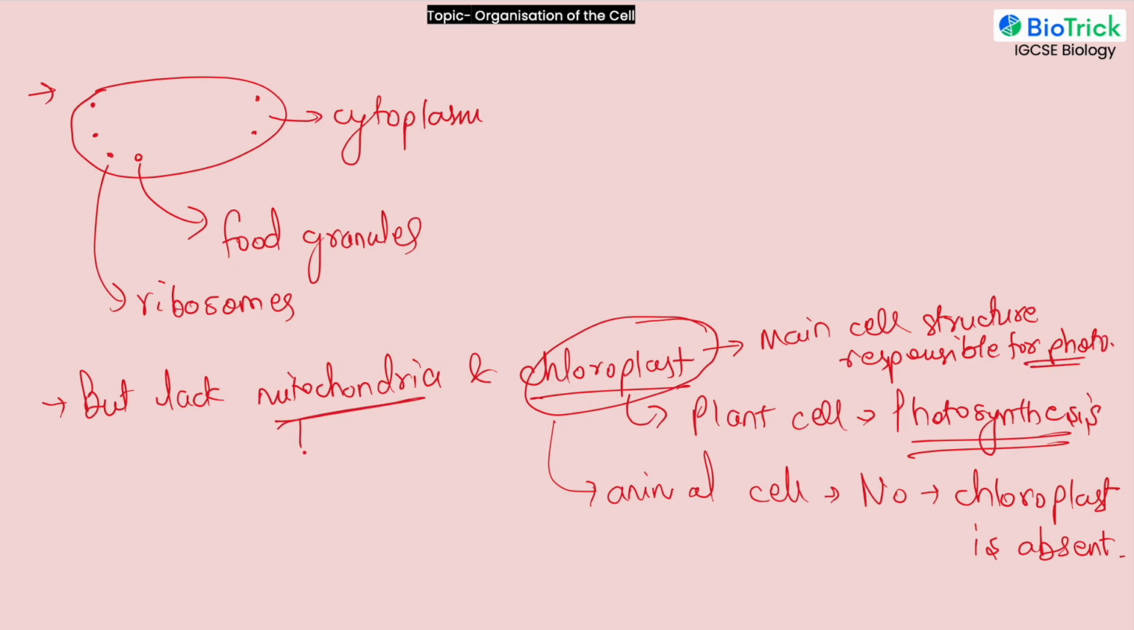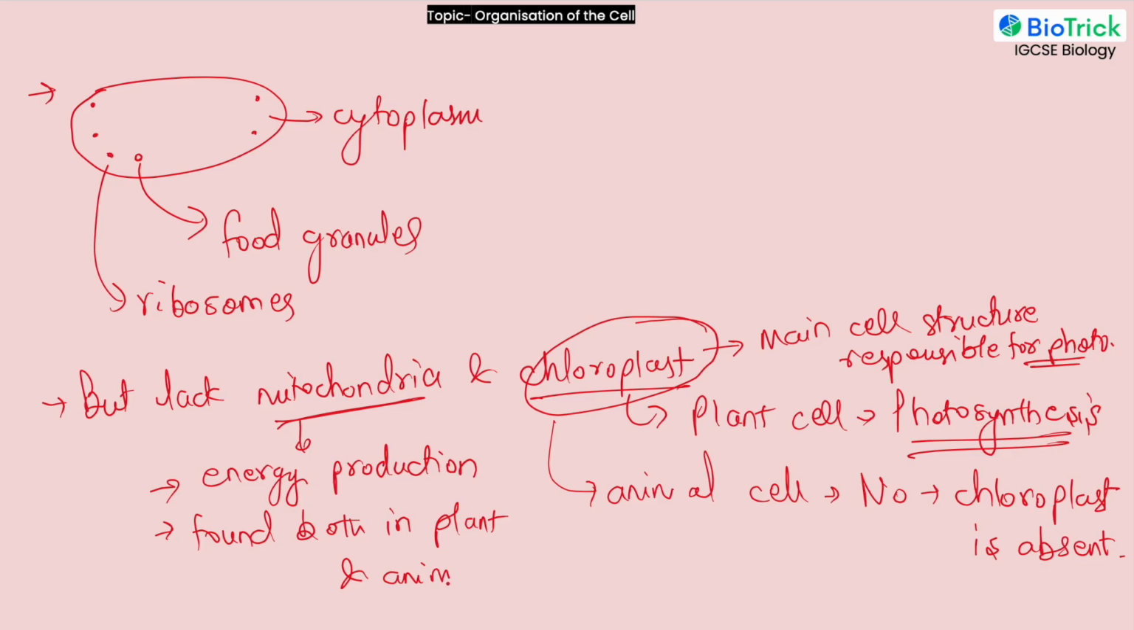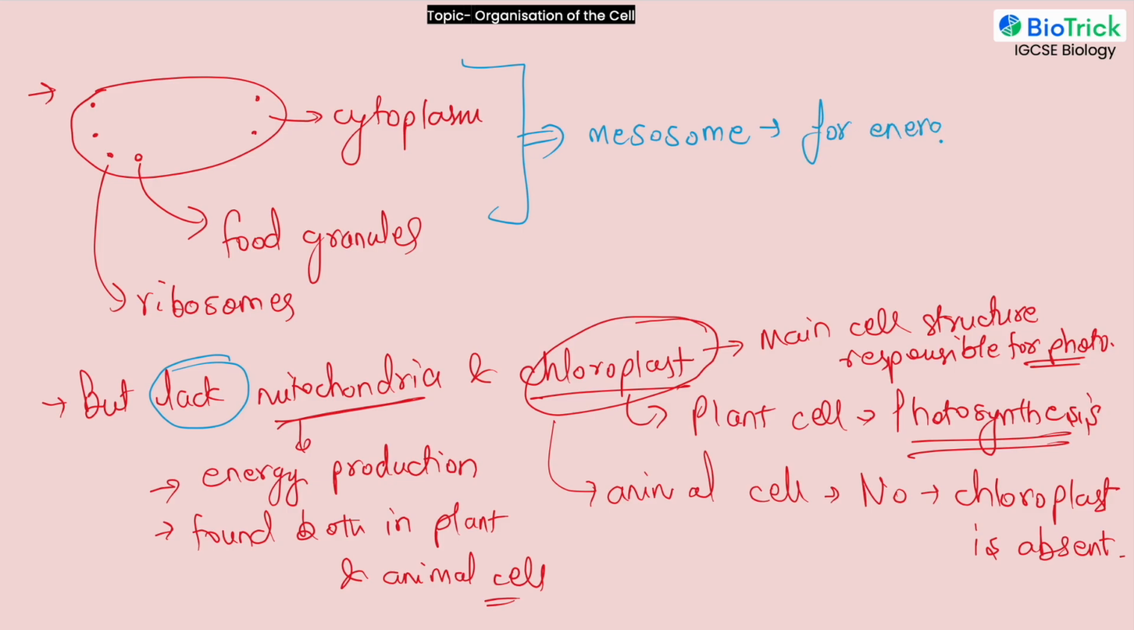Now what is mitochondria? Mitochondria basically helps in energy production in the cell, and is found both in plant cell and animal cell, but it is absent in bacterial cell. Bacterial cell lacks mitochondria. So which structure provides energy to the bacterial cell then? They have another cell structure called mesosome for energy. But at your level this is not required. So just remember, the bacterial cell lacks mitochondria and chloroplasts, but they have ribosomes.